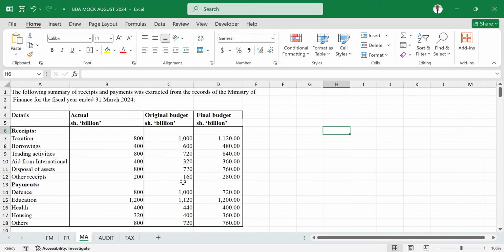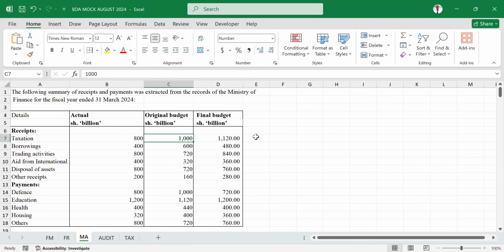For us to come up with a comparison, we are simply going to compare what we have under the actual and the final, so that we come up with what we call a variance. We want to see the variance between the actual budget and the final budget. Because you can see we have the original budget, but when coming up with the variance, we only look at the actual and the final budget, so that we get to see what variance we can pick from this data.